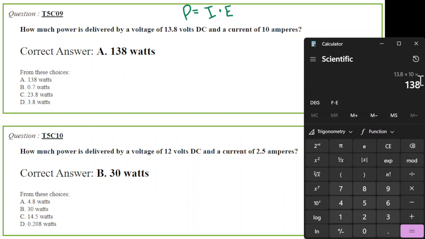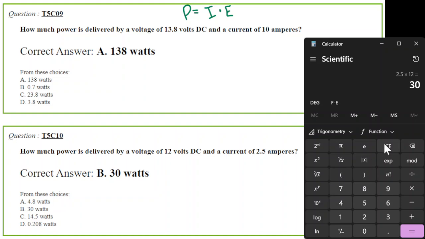And how much power is delivered by a voltage, that's your electromotive force or E, of 12 volts DC, and a current, that is I, your intensity, of 2.5 amperes. So we have current of 2.5 amps times 12 volts. And that gives you 30 watts. So that's questions 9 and 10.